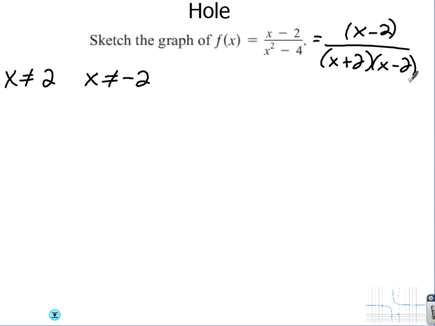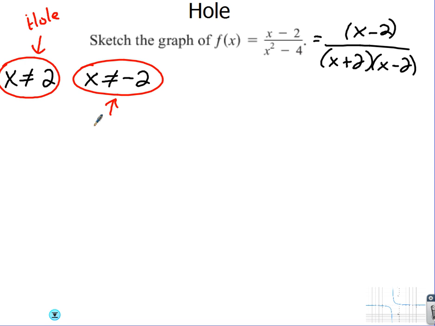So anybody, which one does that relate to? 2. That is a hole. So you have a hole at x equals 2, and you have a vertical asymptote at x equals negative 2. Since the degree of the top is 1 and the degree of the bottom is 2, you will have a horizontal asymptote. Anybody? Where at? Say again. 0. Let's look at the picture.